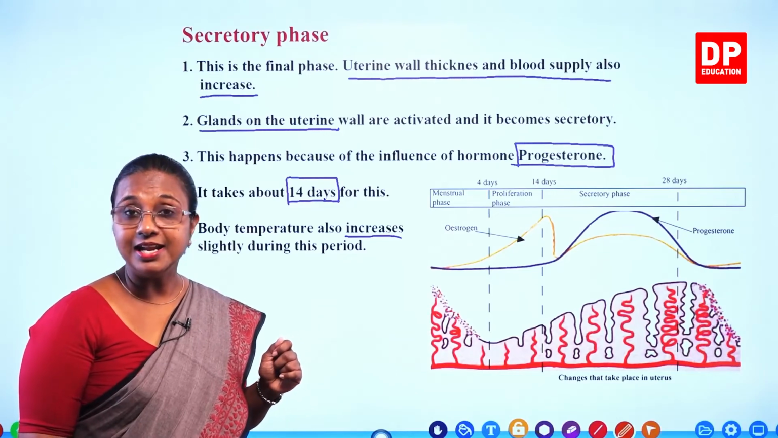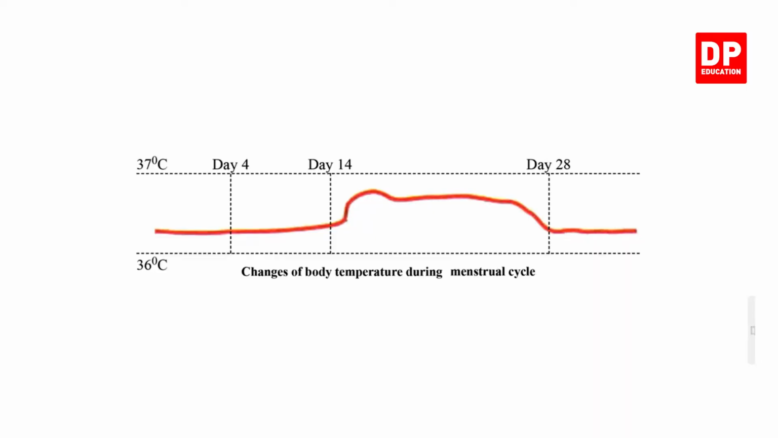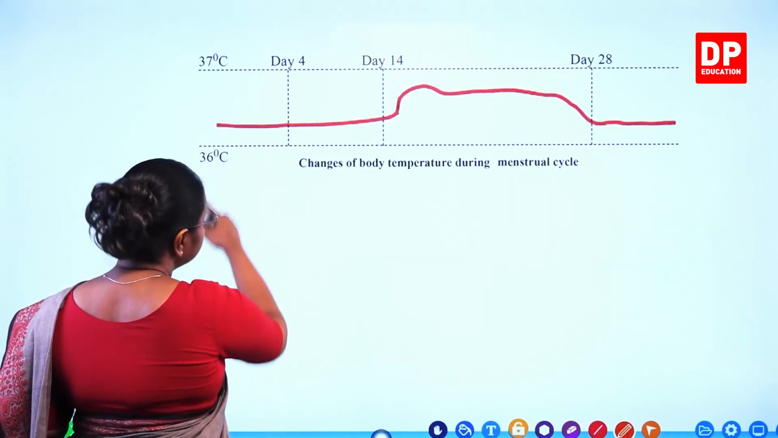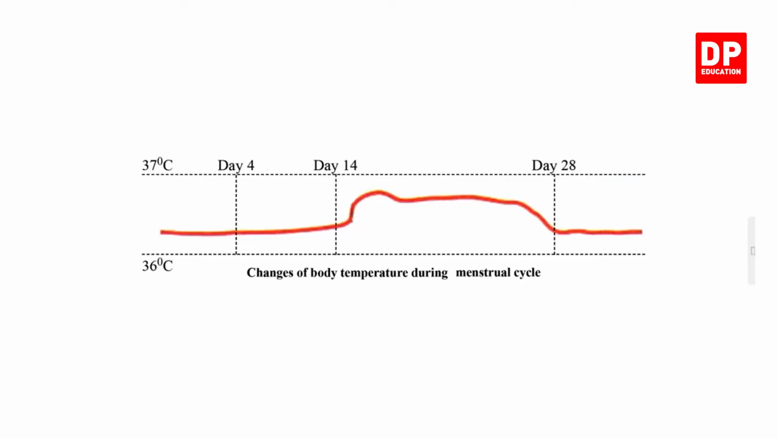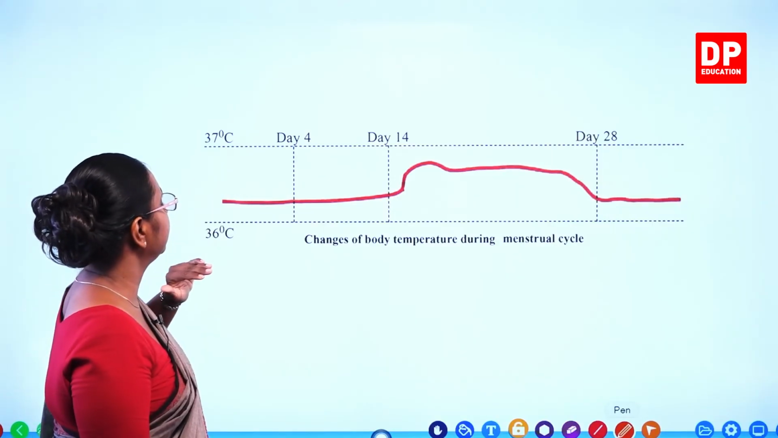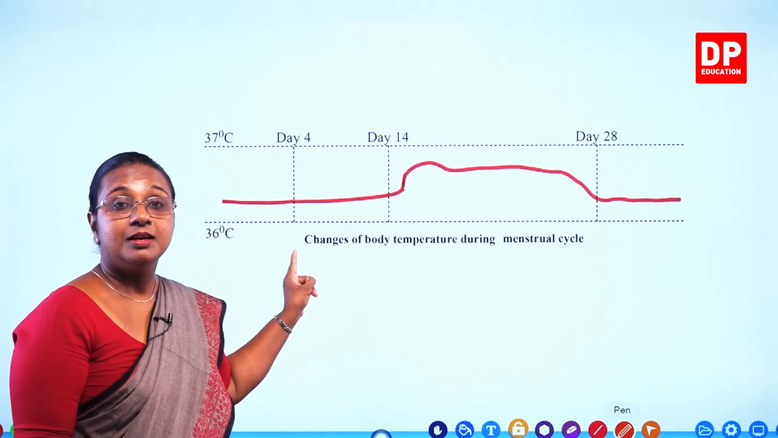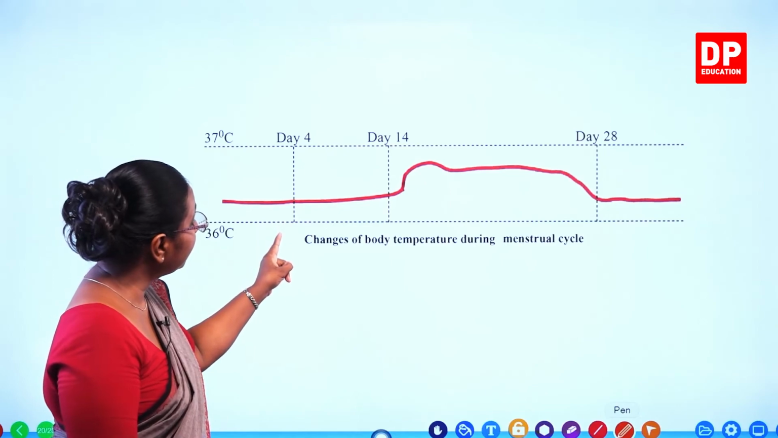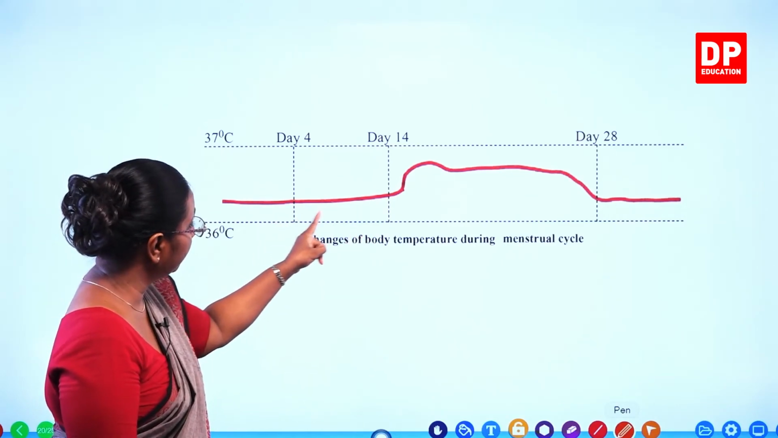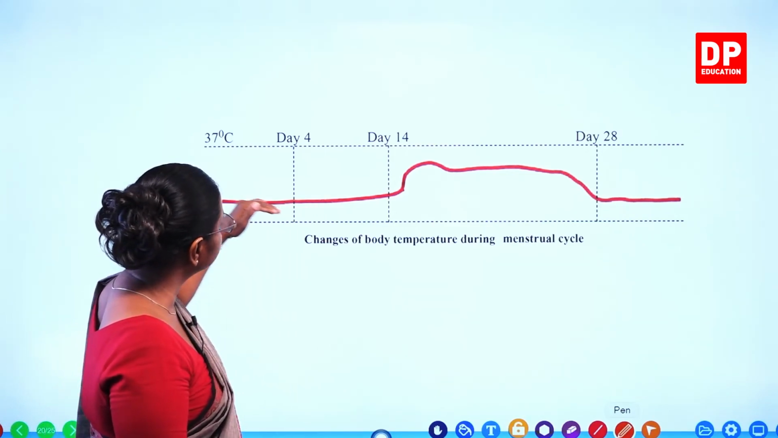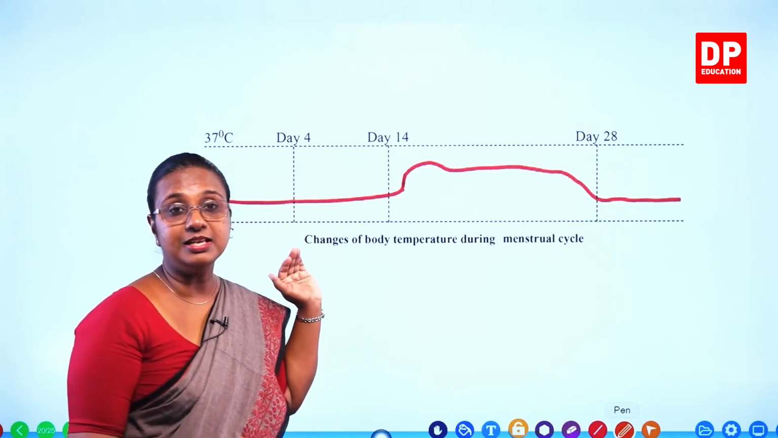Now we will look at that graph. So these are the changes of body temperature during the menstrual cycle. Here you can see, students, normally what is the temperature? It's between 36 and 37 degrees Celsius. So there you can see it is closer to 36 degrees Celsius normally. So the first 4 days is the menstrual phase. Then we have the proliferation phase from day 4 to day 14. During that time, you can see only a gradual increase in temperature.